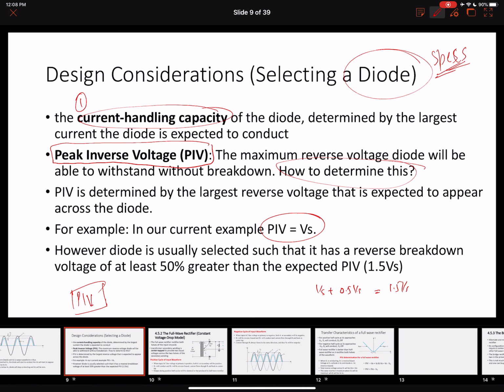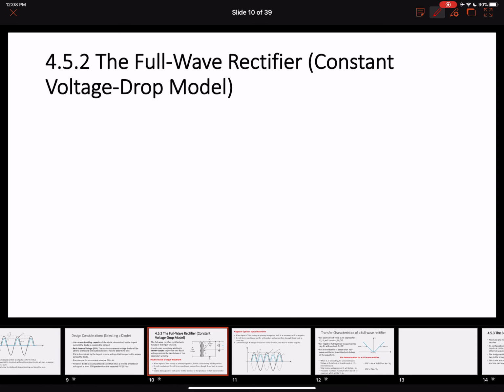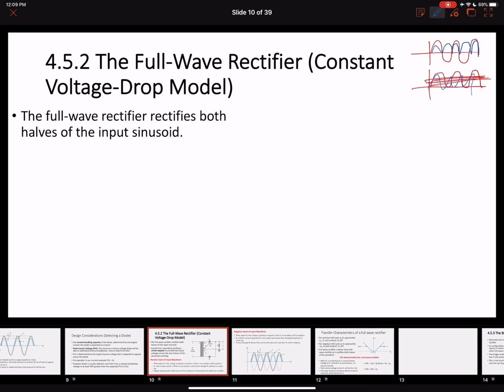Okay, now I am going to switch gears, and we are going to develop a full wave rectifier circuit. For a full wave rectifier, our input is this, and our output ideally should be something like this, right? So this is a full wave rectifier circuit. So let's develop one. How can we develop that?